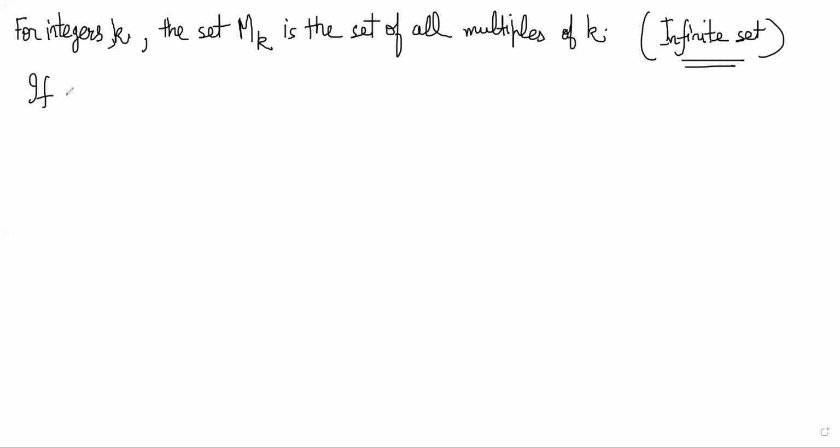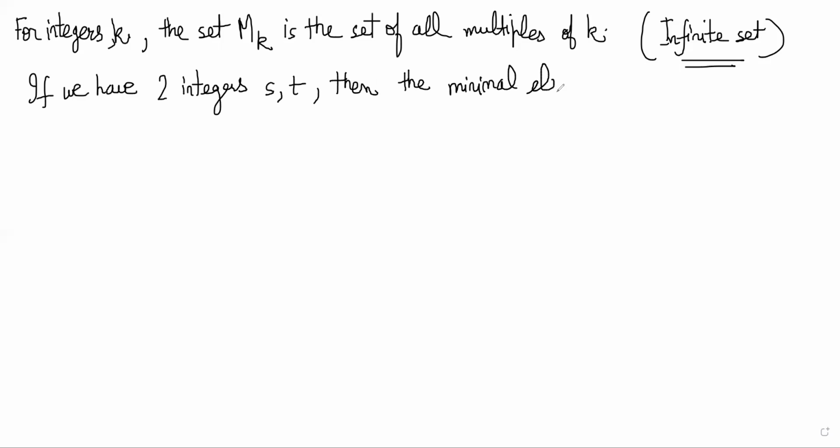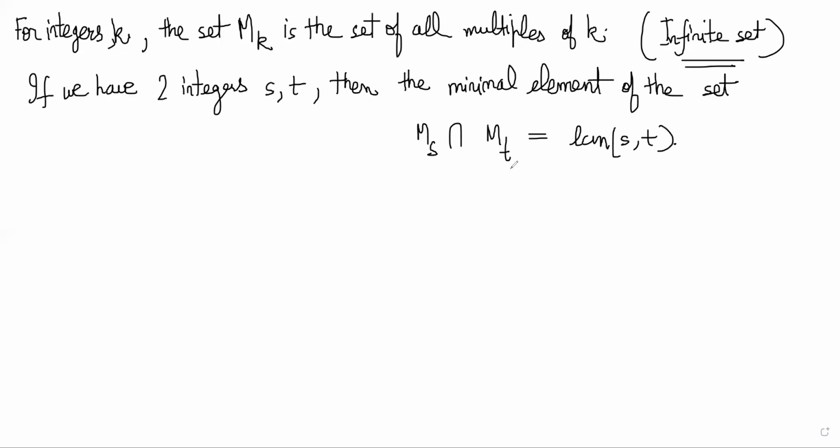Now, if we have two integers s and t, then the minimal element of the set Ms intersection Mt is equal to LCM of s and t. So what are we doing? We are constructing the set of multiples of s and the set of multiples of t, and we are taking the least common element present in both the sets. The least common element in the sets will be the least common multiple.